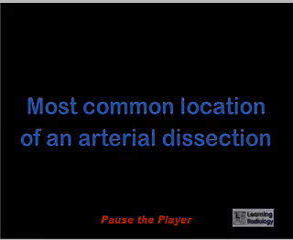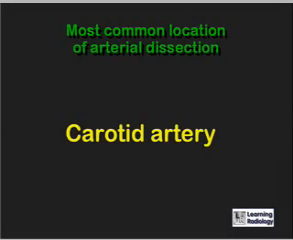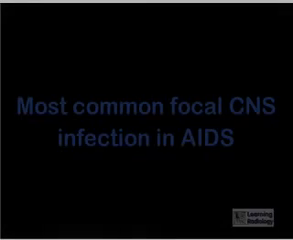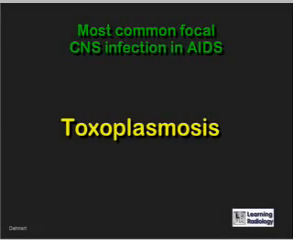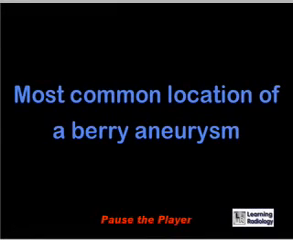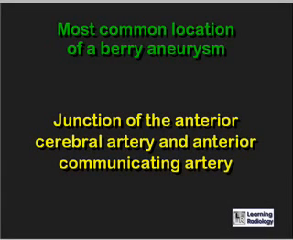The carotid artery. What is the most common focal central nervous system infection in AIDS? Toxoplasmosis. What is the most common location of a berry aneurysm? The junction of the anterior cerebral artery and the anterior communicating artery.